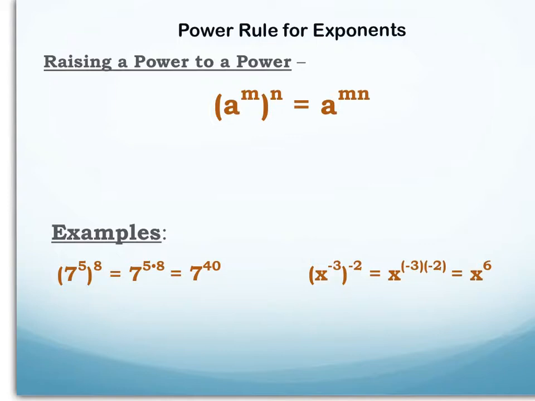So the rule for raising a power to a power says a to the m to the n is equal to a to the m times n. So when we have a power raised to a power, we are going to multiply the exponents. So looking at the examples down below, 7 to the fifth raised to the eighth power. Take 5 times 8, you get 7 to the 40th. x to negative 3 raised to the negative second power. Take negative 3 times negative 2, we get x to the 6th.